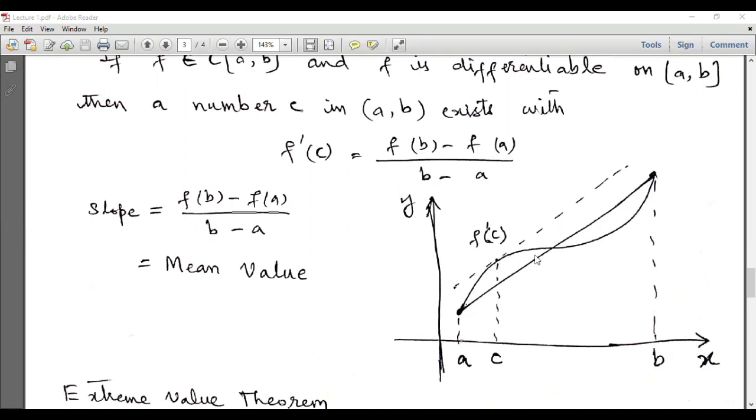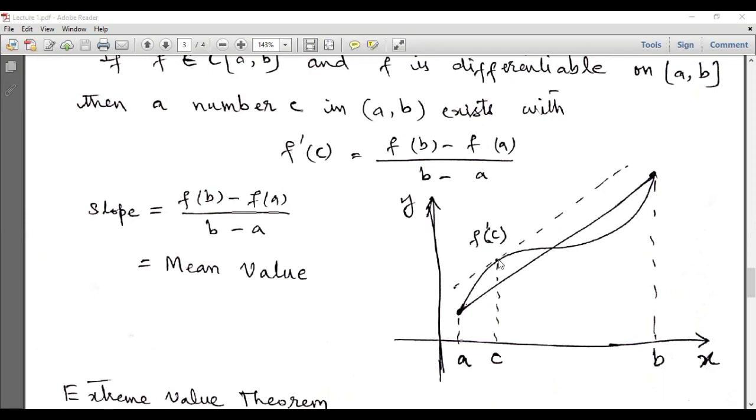Our function is actually this sinusoidal curve, and there will be at least one point at which, if we calculate the slope of the tangent, that slope will be equal to the slope of the straight line. Here again we have two such points. At this point, if we draw a tangent, that tangent will be parallel to the straight line, and the slope of this tangent will be equal to the slope of the straight line. So this condition will be satisfied. Similarly, if I draw a tangent at this point, then that tangent will also be parallel to the straight line, and the slope of that tangent will also be equal to the slope of the straight line.